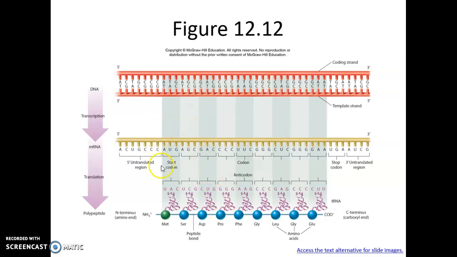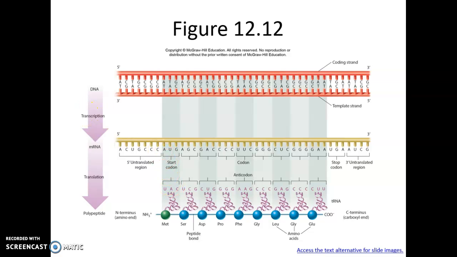What we use here are three-letter words called codons, and those codons will direct a specific tRNA molecule to bring in a specific amino acid. So we have a codon, which is a part of the mRNA. We have an anticodon, which is part of tRNA.